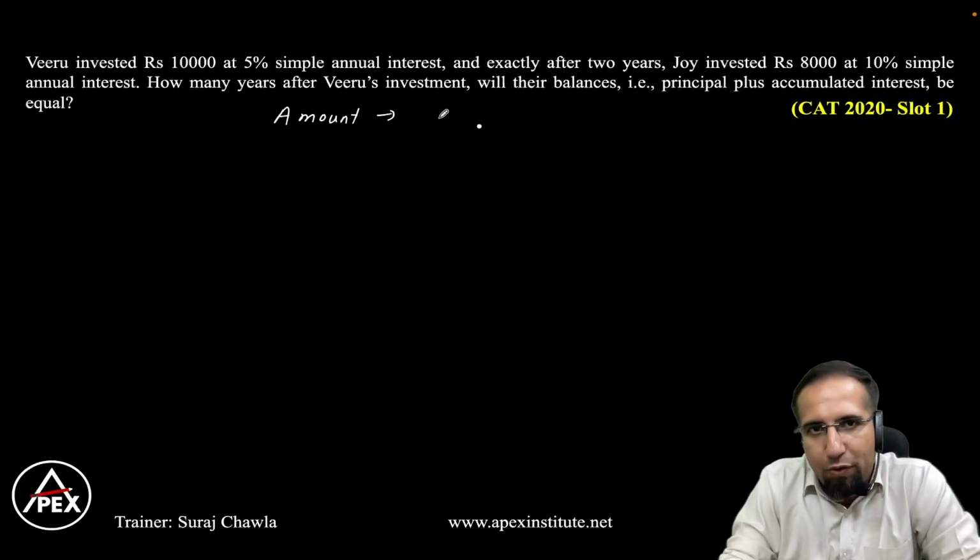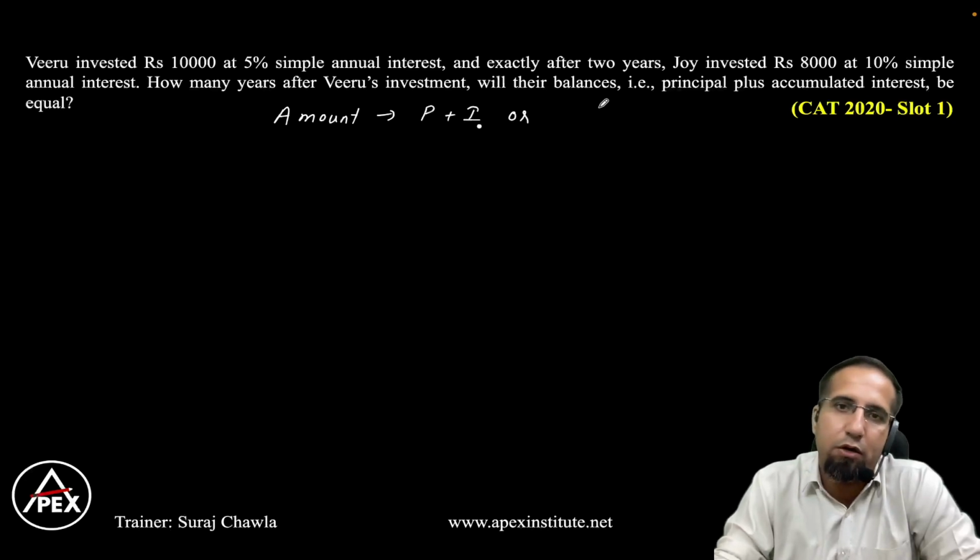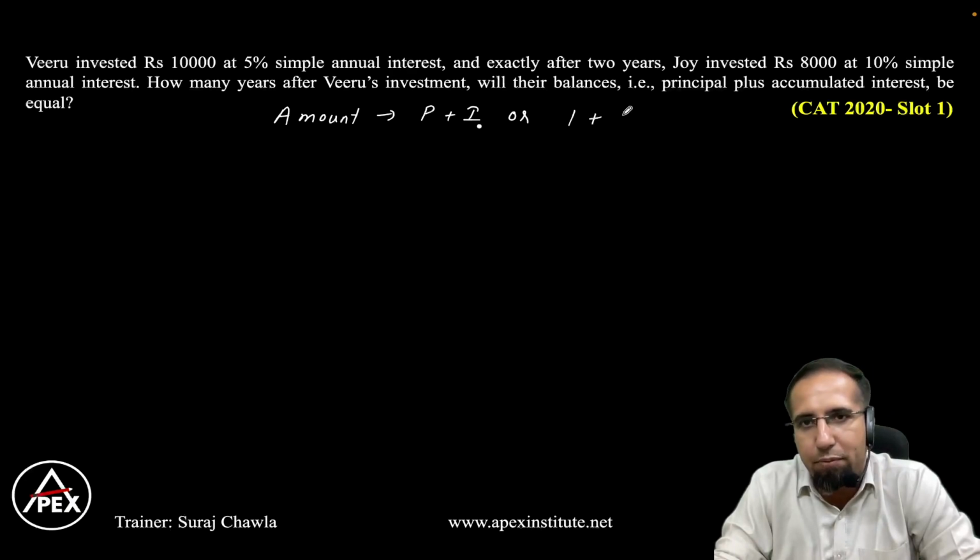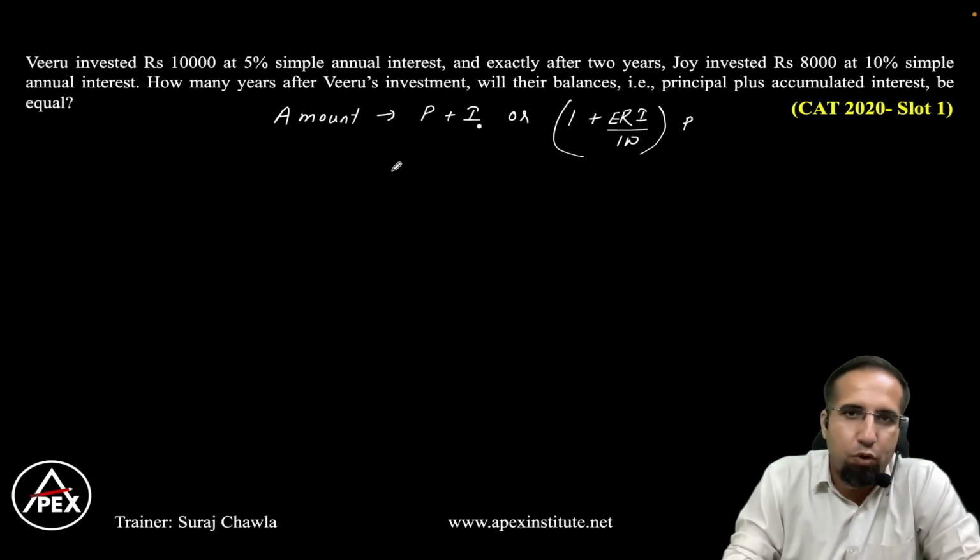And for the amount, there are two ways of calculating. Either we look at principal plus interest, or if I want to use the formula directly, then this becomes 1 plus the effective rate of interest divided by 100, times the principal. How does that work? Let's understand this.